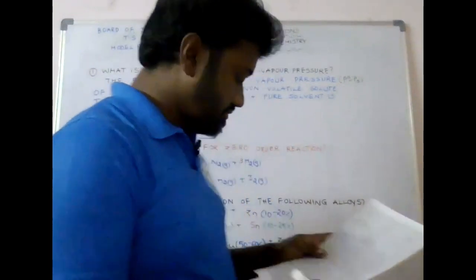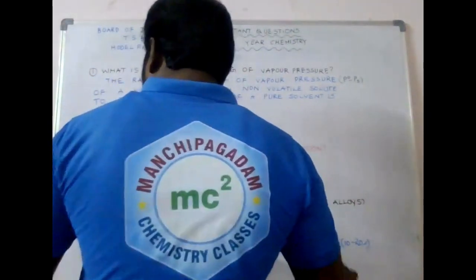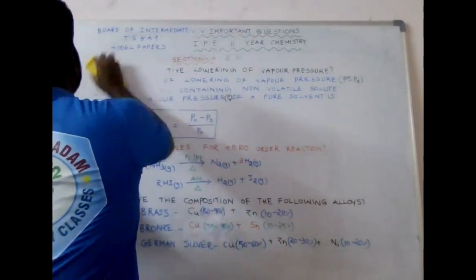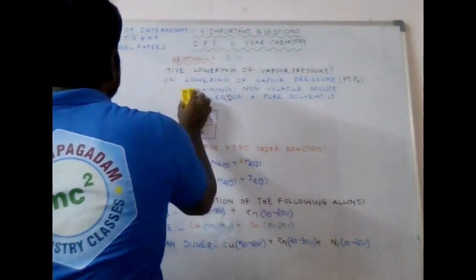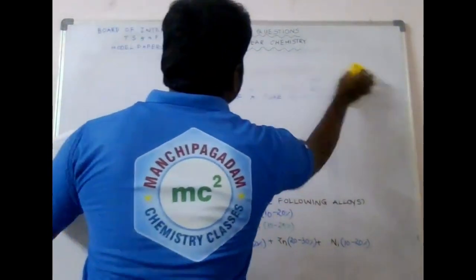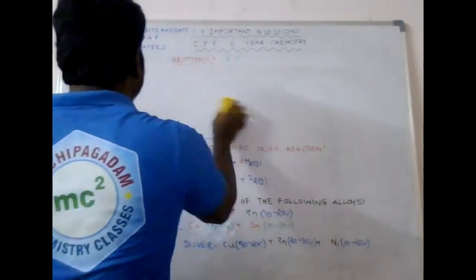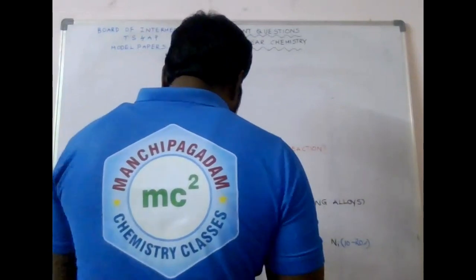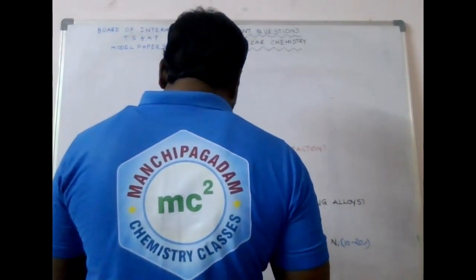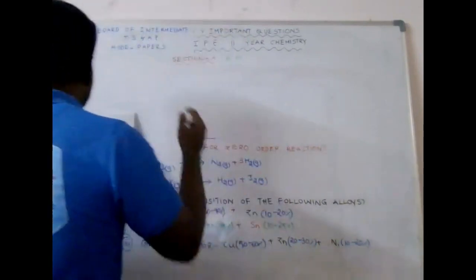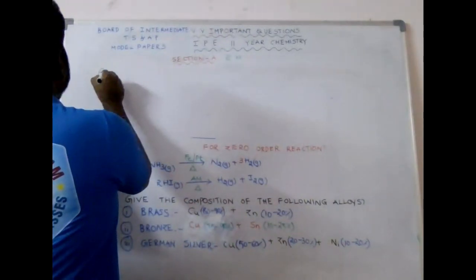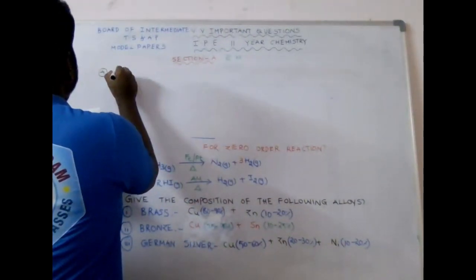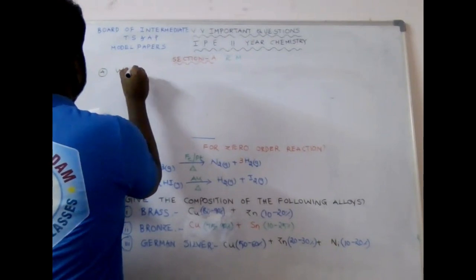So the fourth question: what happens when phosphorus is heated? Okay. So this question from P block elements is asking that. Try to read the question, because half of the answer is in that only.